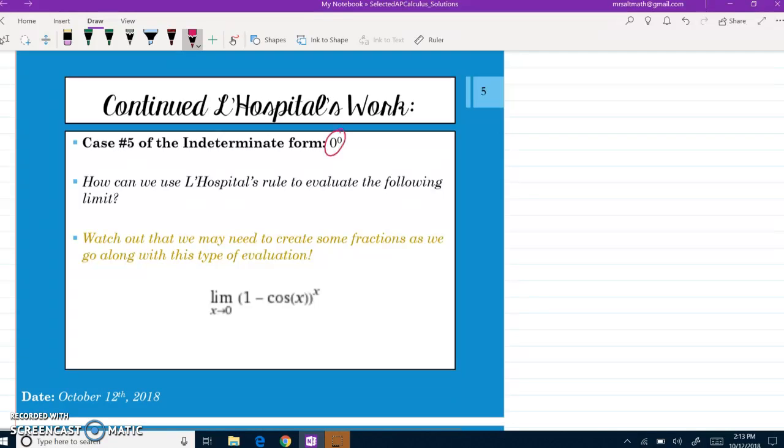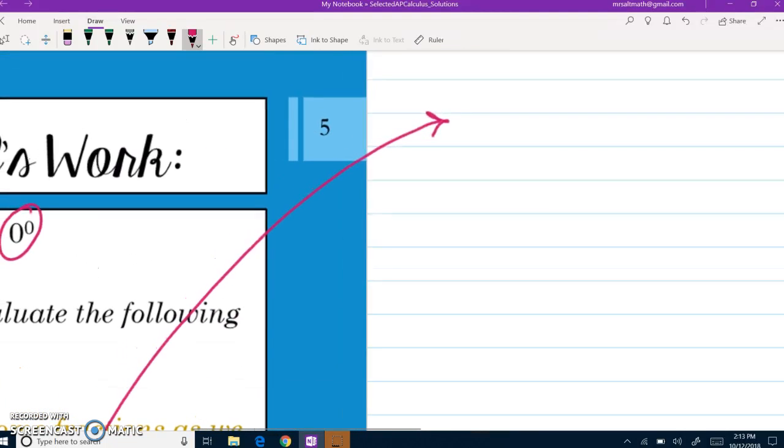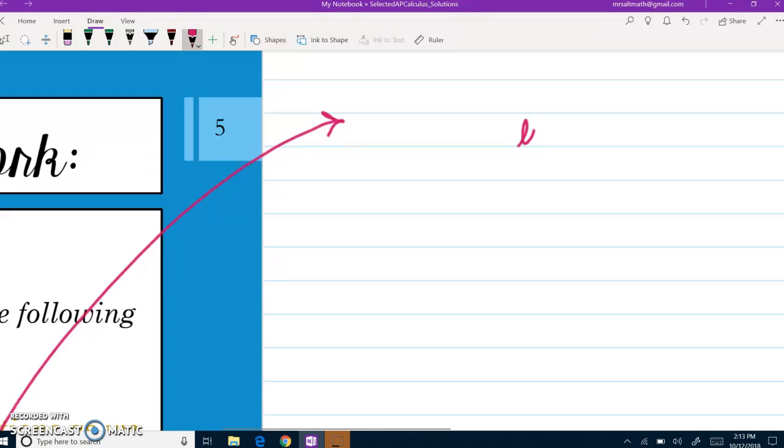So when we try to evaluate this limit by plugging in 0, the inner expression is 0 and the exponent is also 0. So I'm going to copy this expression over here so that we have some room to work. So we're looking to take the limit as x approaches 0 of 1 minus cosine of x, all raised to the x power.